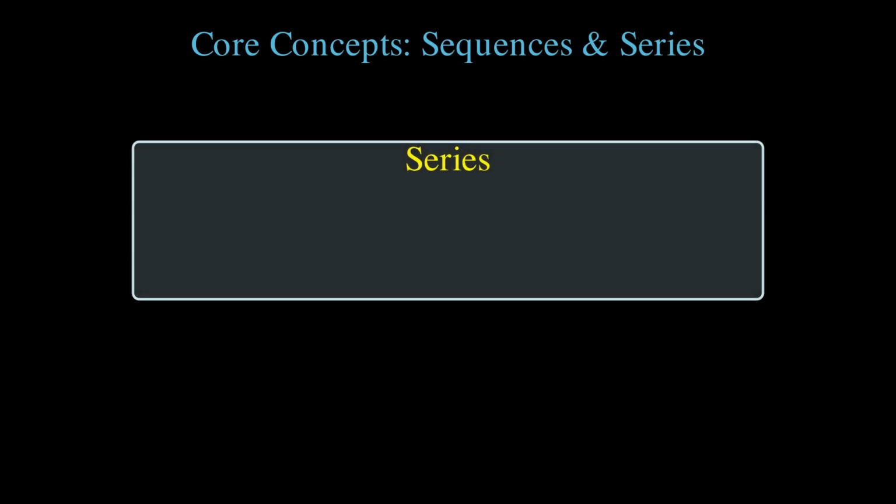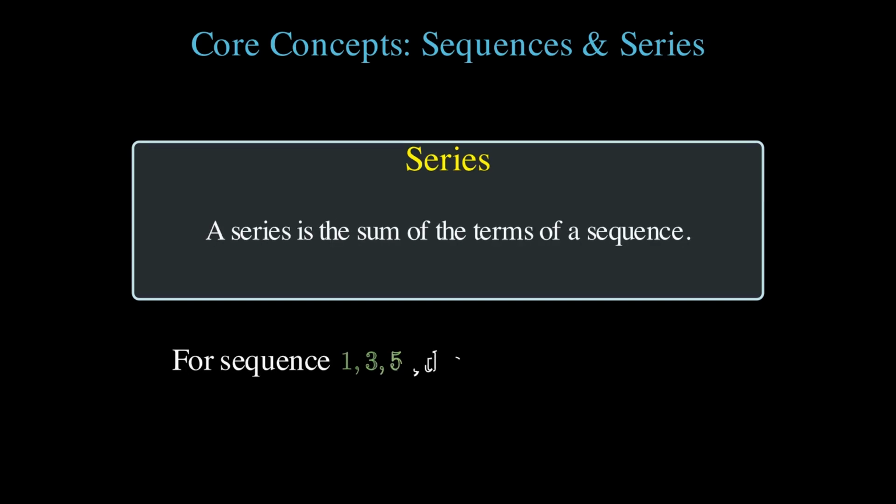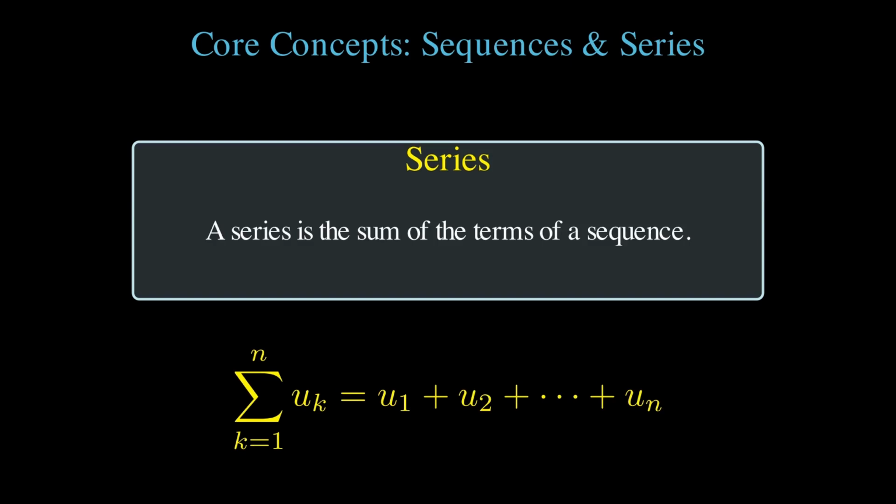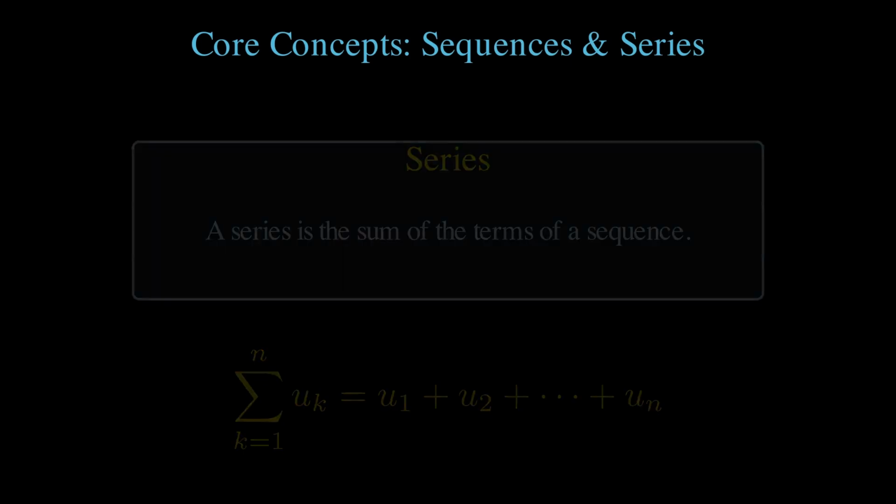Finally, let's talk about series. While a sequence is a list of numbers, a series is the sum of the terms of a sequence. So for the sequence 1, 3, 5, the corresponding series would be 1 plus 3 plus 5, which is equal to 9. Now we often use summation notation, a capital sigma, to represent a series. If you look at the screen, you will see the summation of k equal to 1 till n of uk. This means you are summing all the terms from the first one until the nth term.